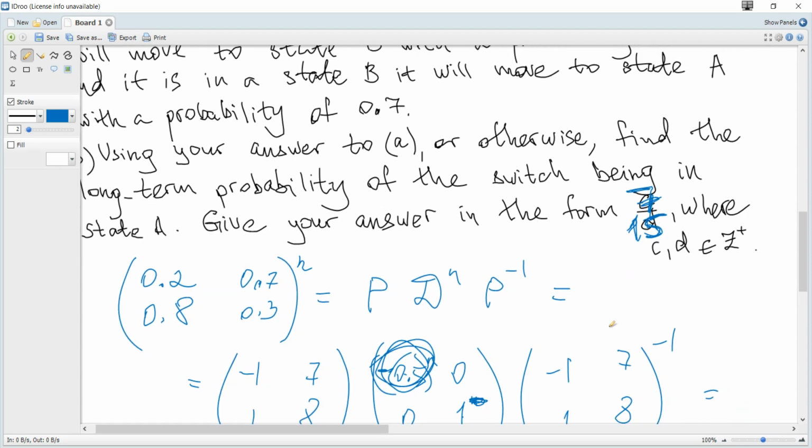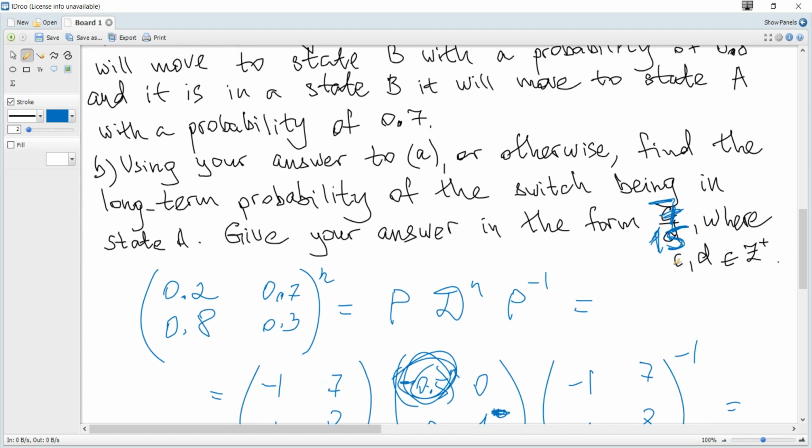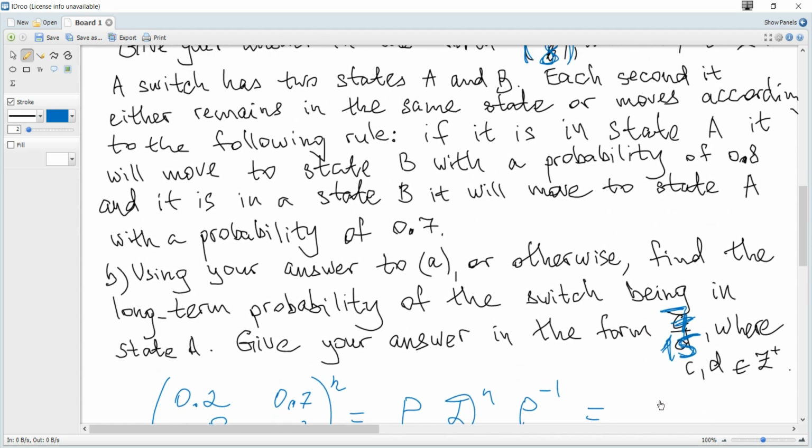And you remember another question is that approximately 7/15 over the total amount of time A operates over a long period of time. CD positive integers. And that's all for this question.